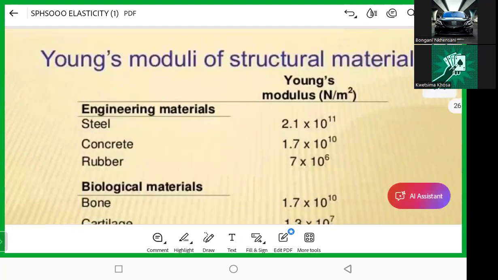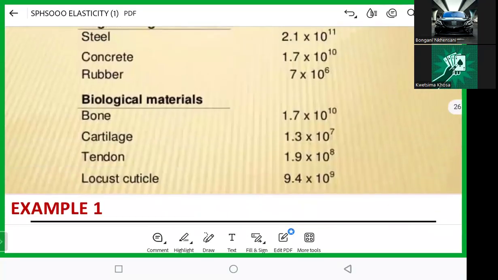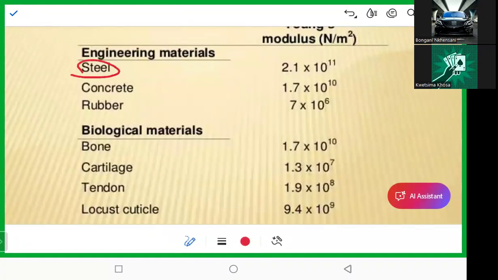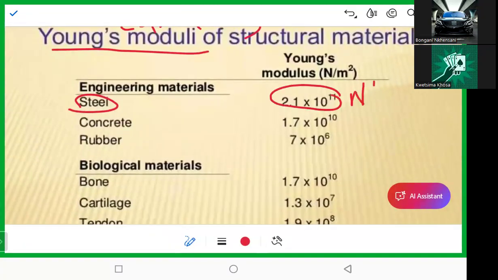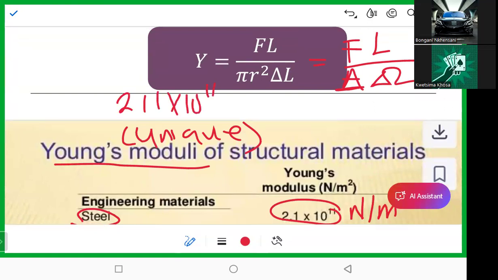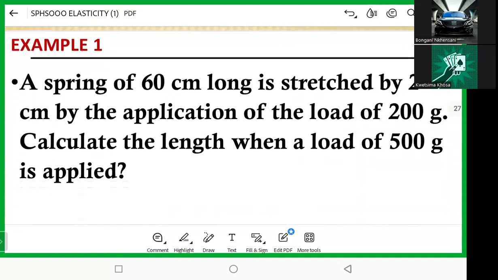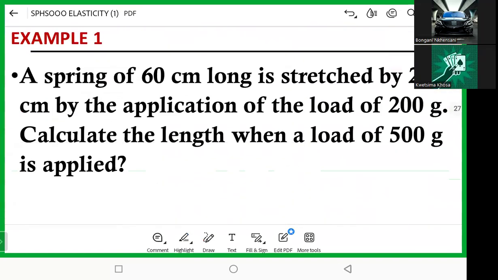So just manipulate. What you must know here is that every material has its own unique Young modulus. If the question is talking about steel, you just take 2.1 and put it where there is Y, because it will be our Young modulus. If they ask you to calculate the length or the force, you just calculate for any of those variables. So you must check your equation.